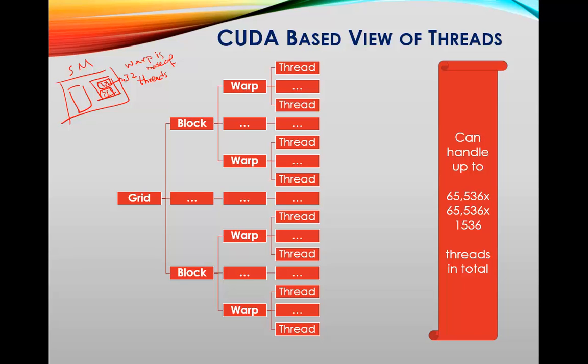A typical GPU can have on the order of 24,000 active threads. For example, for a Fermi GPU, you can define 65,535 times 65,535 times 1,536 threads in total. That's a huge amount of threads that you can run, and this is usually enough to cover almost any kind of processing that you want to do in one single node.